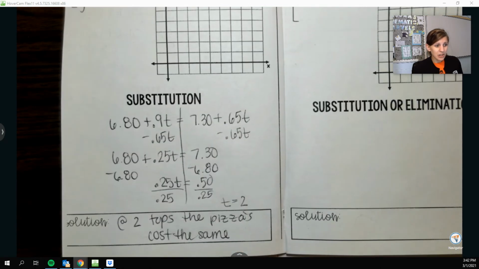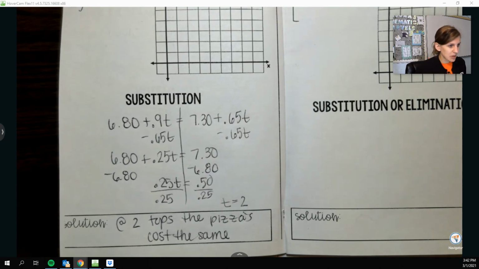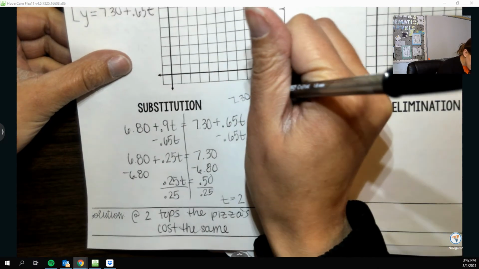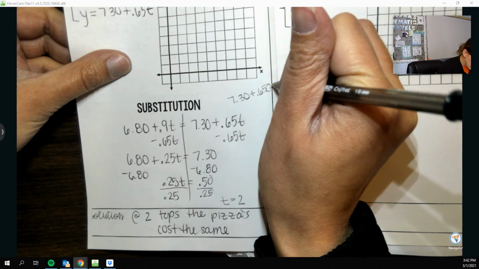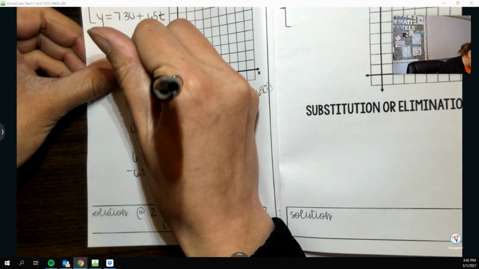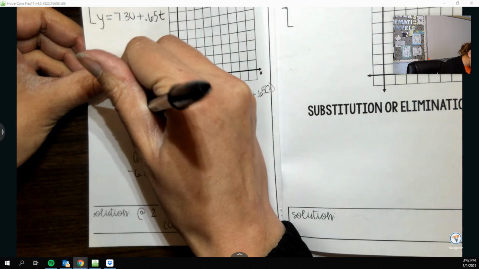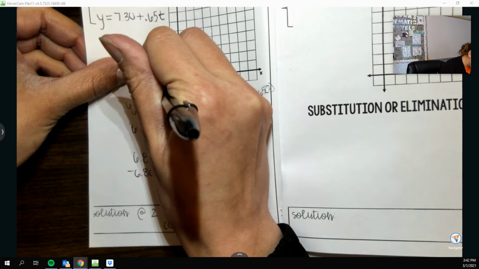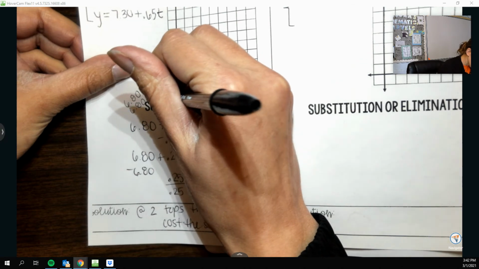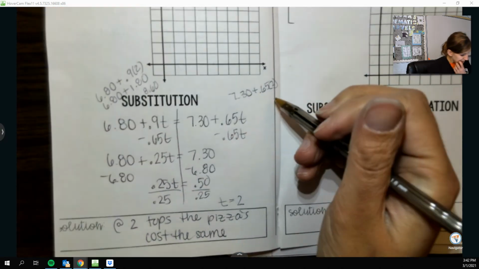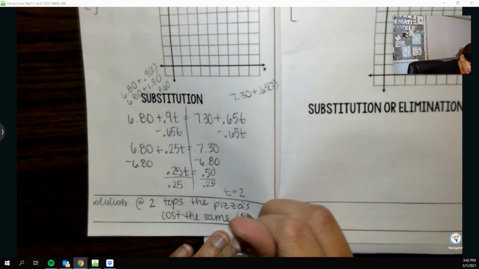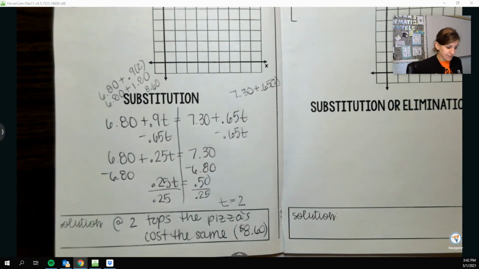And if I wanted to figure out how much they did cost, I would just have to plug it in. Like I would do over here 7.30 plus 0.65 times 2. Or I could do over here 6.80 plus 0.9 times 2, which to me feels a little easier, like 6.80 plus $1.80 is 8.20. Nope, 8.60. But I'm going to get the same thing over here, and they cost that $8.60 for the pizza at either shop.